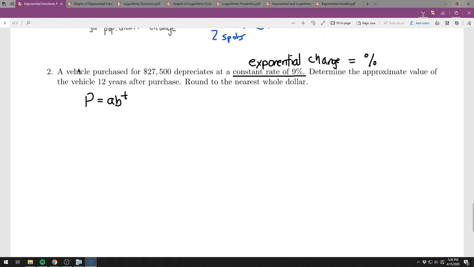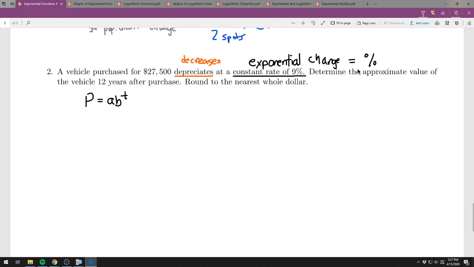Right, but this one, it's going to ask a little more from us, not too terribly much. It says a vehicle is purchased for $27,500 and depreciates at a constant rate of 9%. And depreciate just means decreases. The value goes down, which for cars makes sense. And it's probably significantly more than 9%. I think if you tried to sell a 5-year-old car back that cost $27,500 to a dealership, they would not give you what this problem would claim to give you.